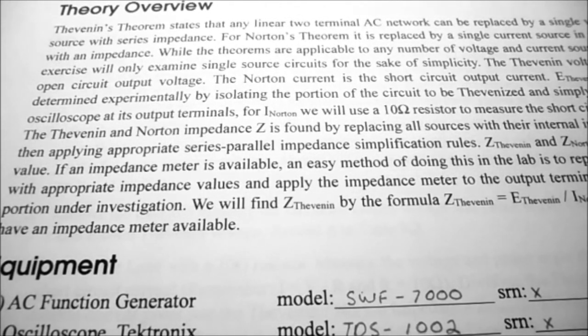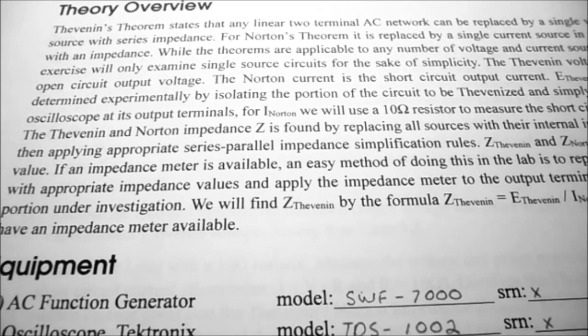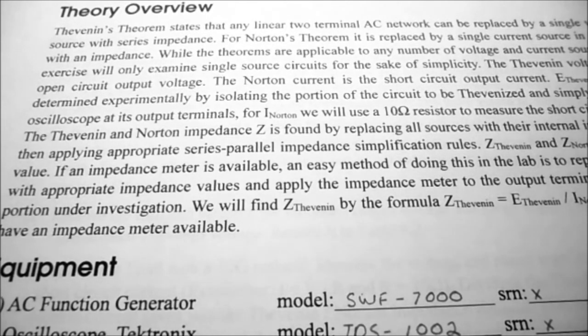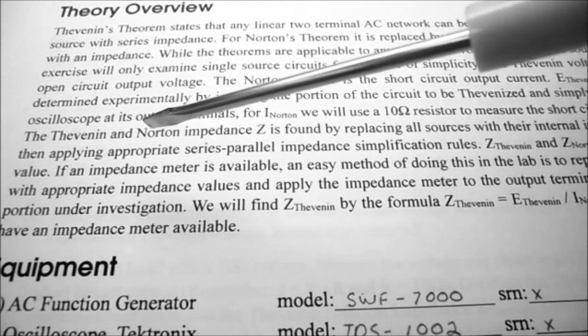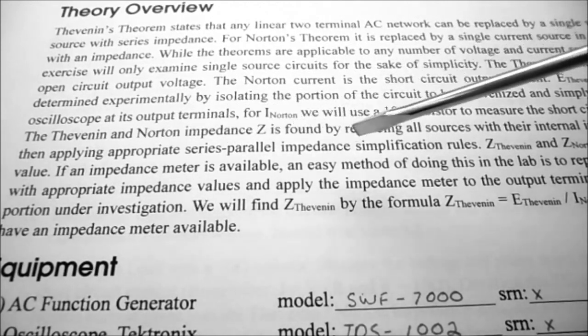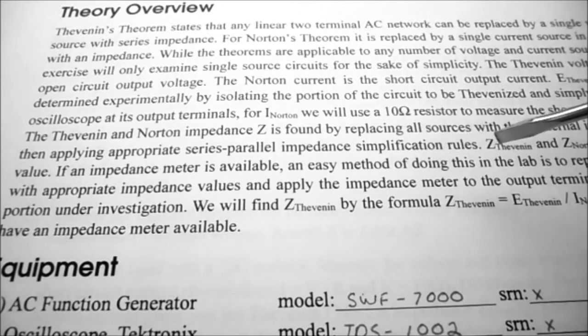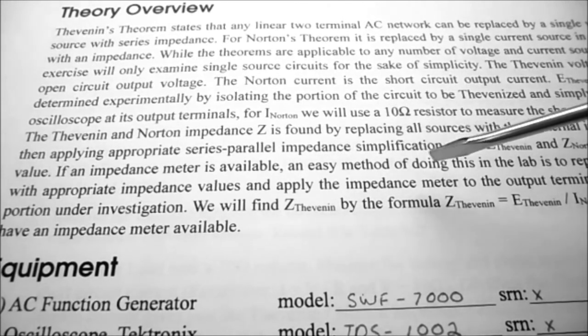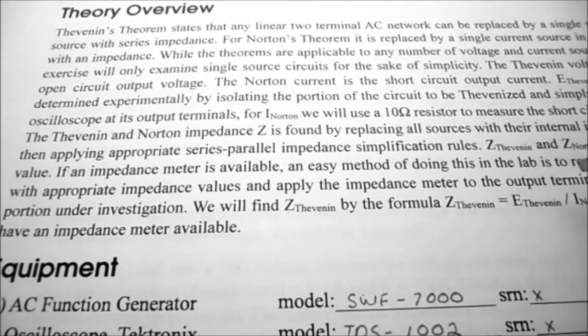So just like when we did the DC circuit analysis for Thevenin, we're going to measure Thevenin's voltage and Thevenin's impedance. However, you'll notice in the overview it says if an impedance meter is available, an easy method of doing this in the lab is to replace the sources with appropriate impedance values and apply the impedance meter to the output terminals of the circuit.